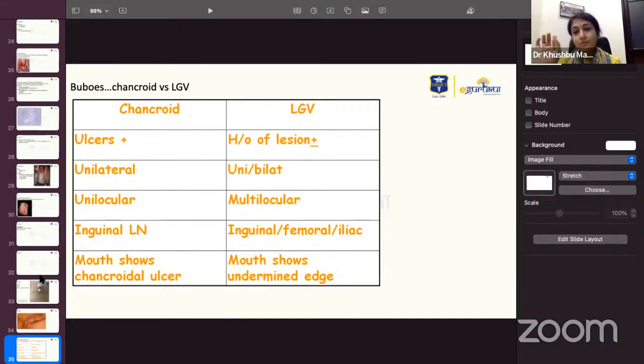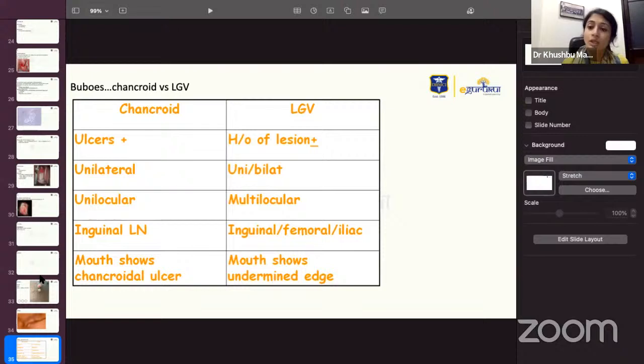They can be unilateral, but they are usually bilateral, and they form multilocular abscesses, right? And in LGV, you can have femoral lymph node involvement, iliac lymph nodes involvement. That's why I said groove sign is seen in LGV, because there is involvement of femoral and inguinal lymph nodes. So my Poupart's ligament will be caught, and you see that groove sign. Okay, so multiple types of lymph nodes, femoral, inguinal, iliac lymph nodes may be involved, and with chancroid, you see usually inguinal lymph nodes, so unilateral, unilocular, presence of ulcer.